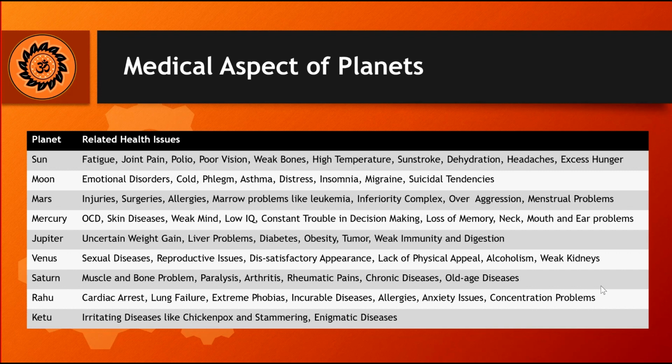Enigmatic diseases, again, which we don't know why it happened, the science just cannot identify the reason behind it, and the person is suffering and has been taking medical consultations, but the things just don't improve. Nothing comes in the report, everything seems to be good when we get the medical reports done, but still the suffering is there. So all of that is related to Ketu.